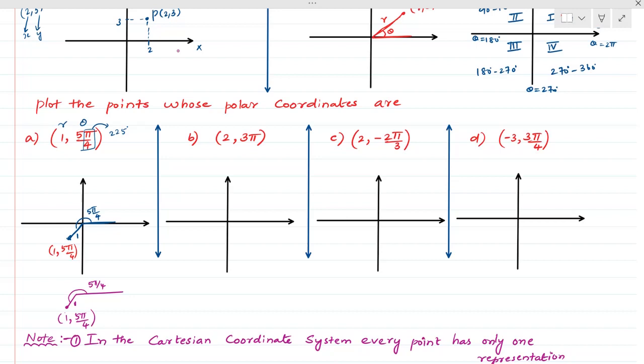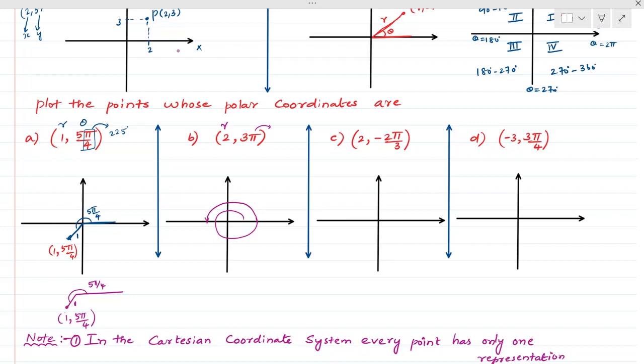Similarly, we can draw the other graphs as well. Here the length r is bigger than the first, and the angle is 3 pi. 3 pi means you will have a full rotation. It is 2 pi, one full rotation, and then the remainder, so to find the angle we write it in this quadrant. It is 2 pi for one full rotation, and it will reach here.